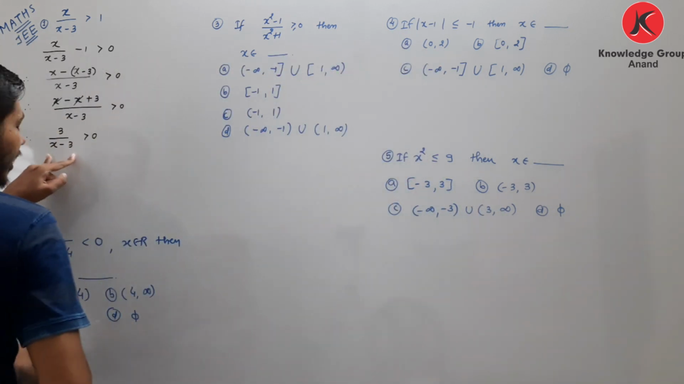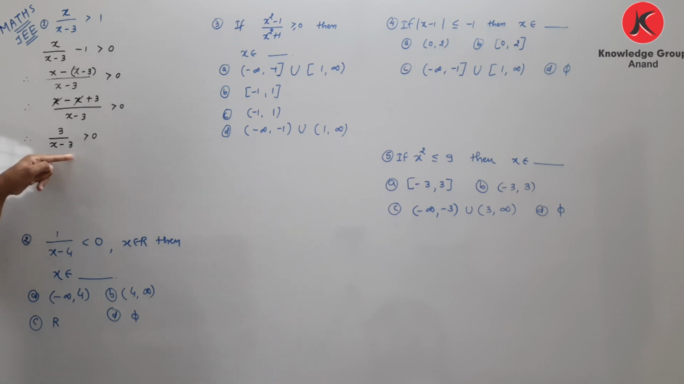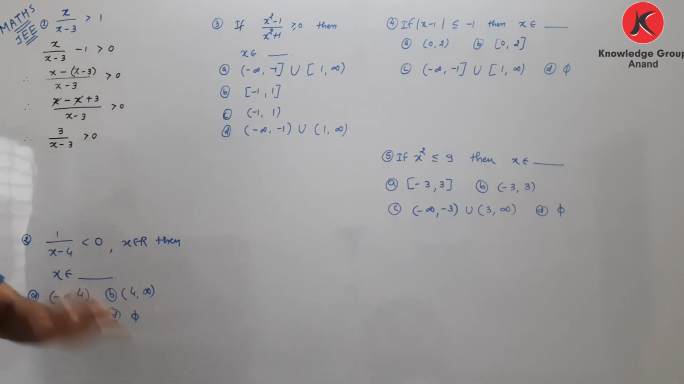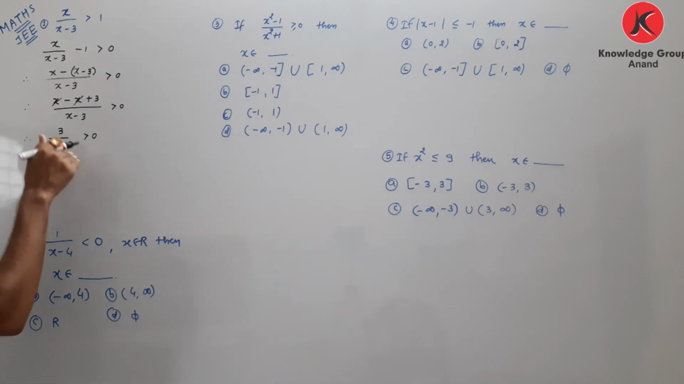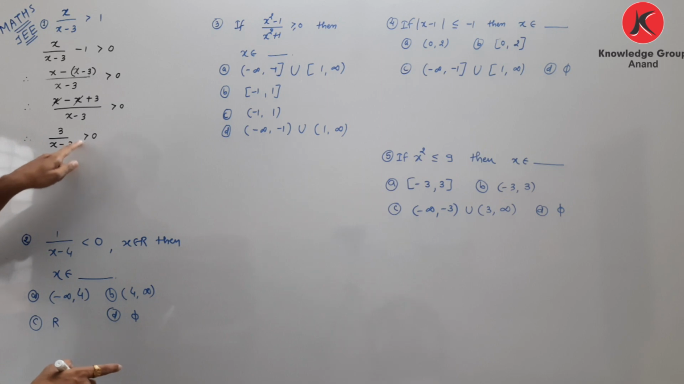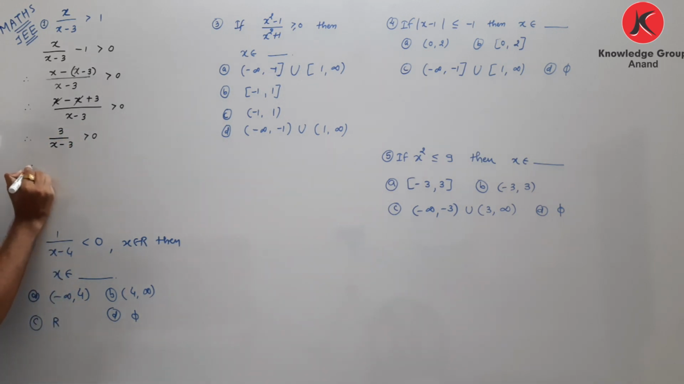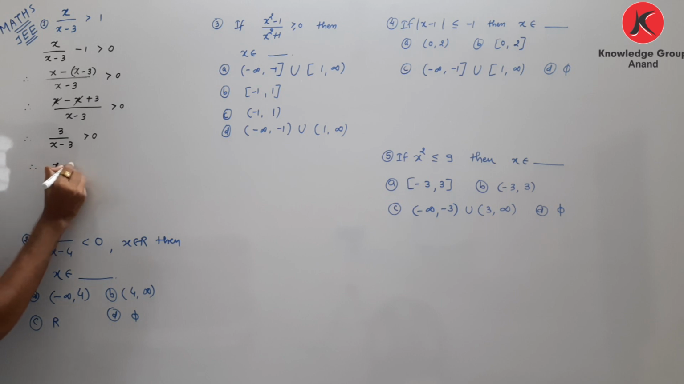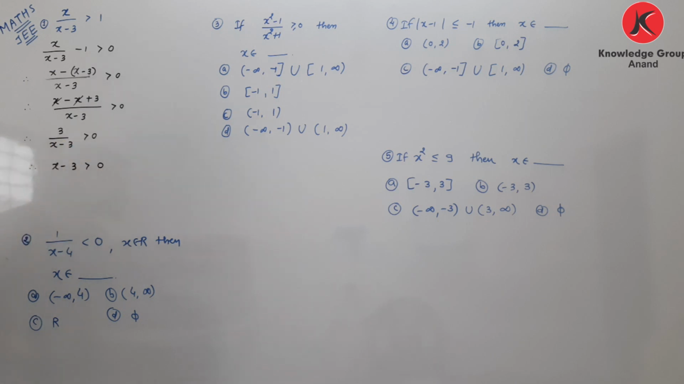If we take x minus 3 as a negative term, then this ratio can't be positive, because the numerator 3 is positive and the denominator is negative. Then how will it be possible to get a positive number? Therefore, we have to take x minus 3 as a positive term. Why? Because the numerator is positive, and the denominator must be positive to make this ratio positive. Therefore, x minus 3 must be positive. This is an important logic.